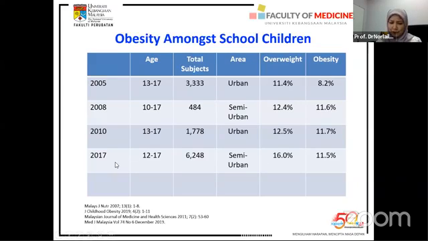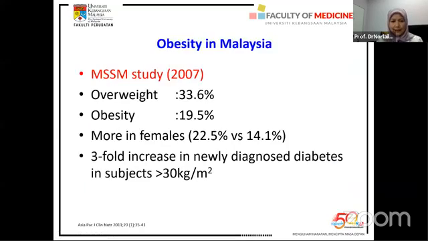And about 4 years ago, in adolescents, again 6,000 school children in semi-urban areas, it was 16% overweight and obesity 11.5%. And back to the MSSM study where we did OGTT in this population. Like I mentioned, overweight was 33.6% and obesity 19.5%, more in females, 22.5%, as compared to males.